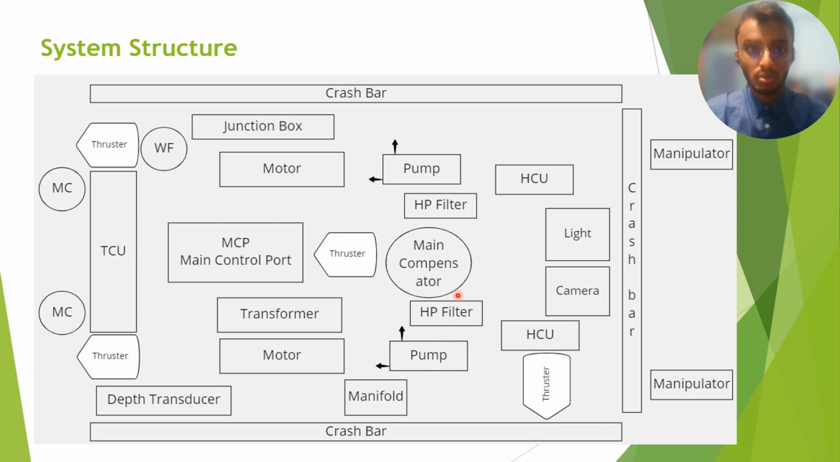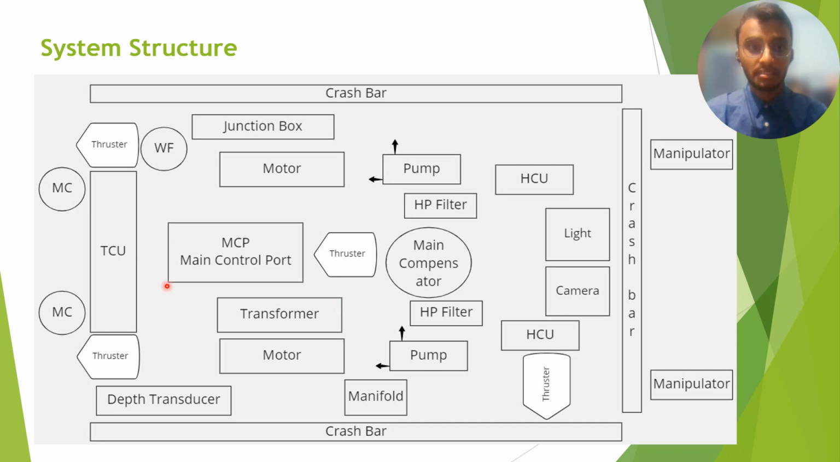Then it follows through the main compensator, and the body of ROV contains 5 thrusters. As you can see in the diagram, 2 thrusters are located at the back of ROV, here and here, to maneuver the ROV itself, followed by the port of ROV. Then another thruster on the right side and another thruster at the middle of the ROV.